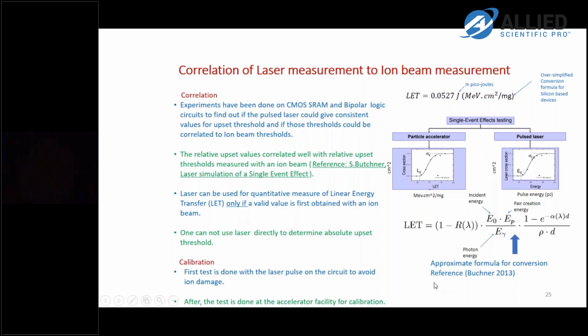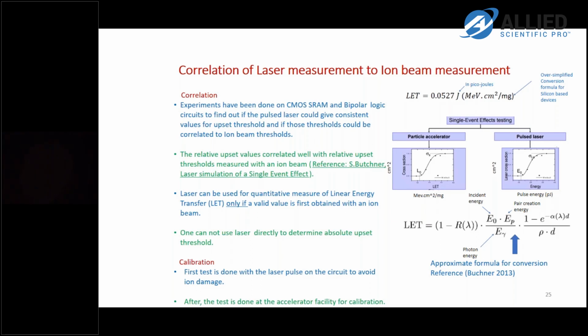However, these are all approximations. Some experiments that have been done on CMOS, SRAM, and bipolar logic circuits found that the pulsed laser could give consistent values for upset threshold, and these thresholds could be correlated to ion beam thresholds. The relative upset values correlated well with the ion beam. So it's just a matter of correlating these two curves together, which is possible with a trip to the radiation facility.